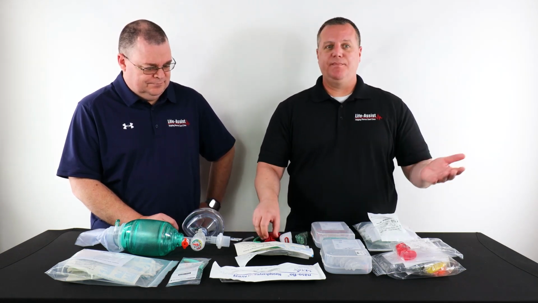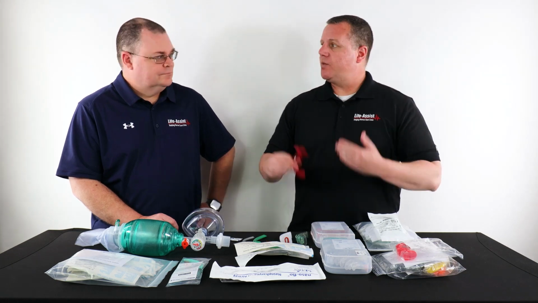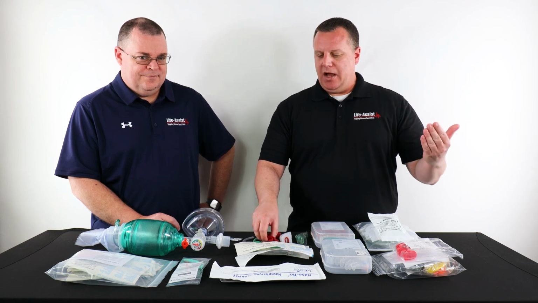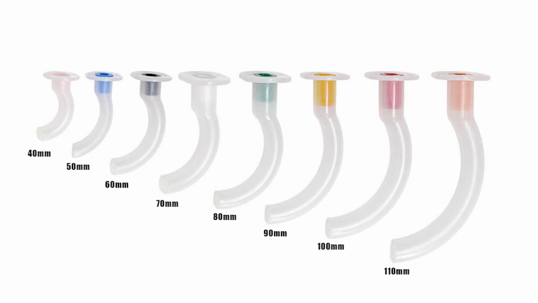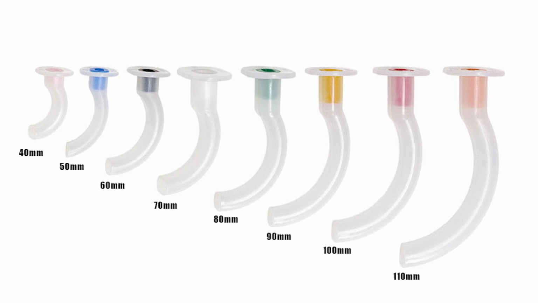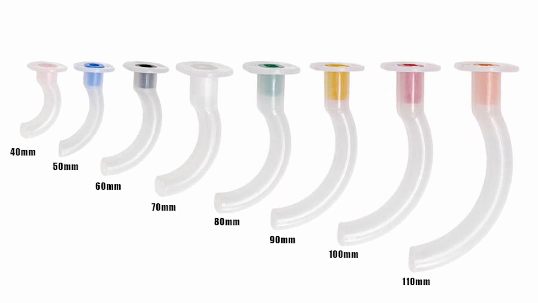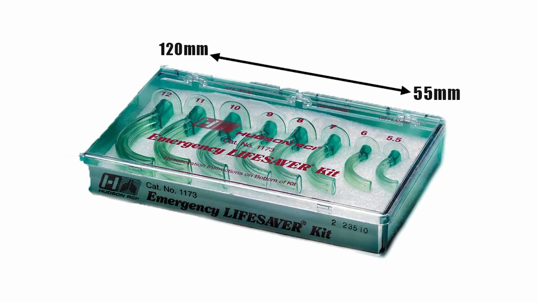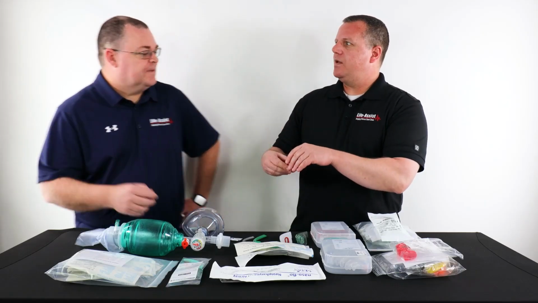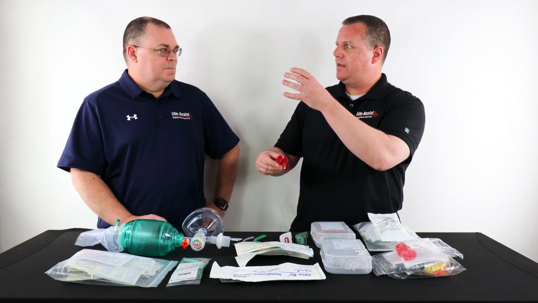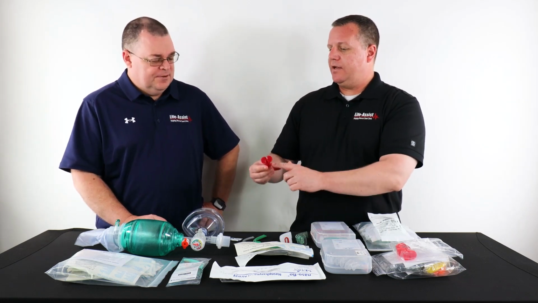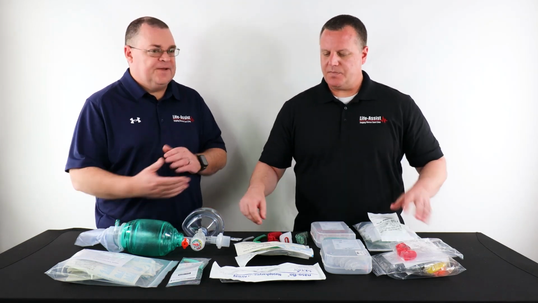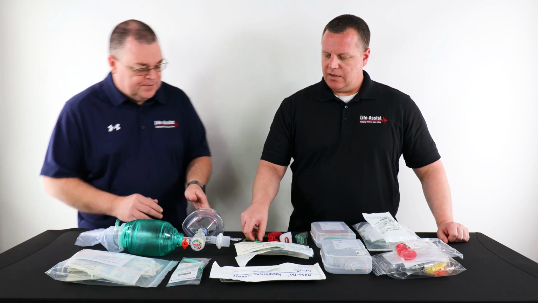OPAs are typically measured in millimeters. The typical range for OPAs is about 40 millimeters, which is small infant, up to 110, even up to 120 millimeters. Remember when we did the IV video? Remember it was the opposite? Right, with the gauges, because that's how gauges are measured. A 14 gauge was a big one, and a 22 was a small one. Here, the bigger the number, the bigger the OPA. Yes. Got it.